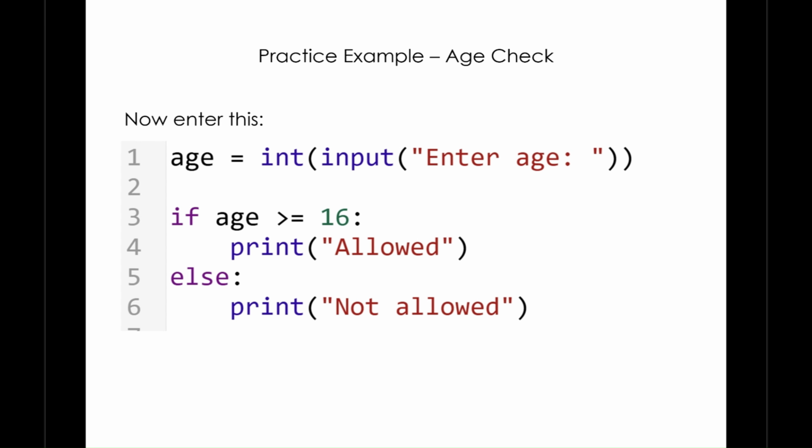And this next practice example: age equals int, which is a whole number, and if the age is greater than or equal to 16, it will print out allowed, else print not allowed. This is how real rules are written in programs. Selection turns rules into code.